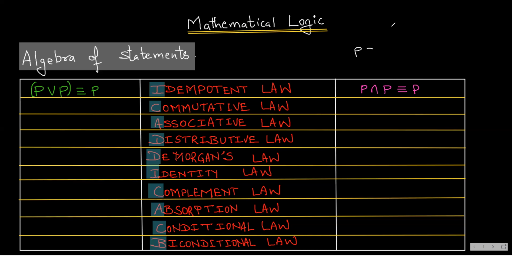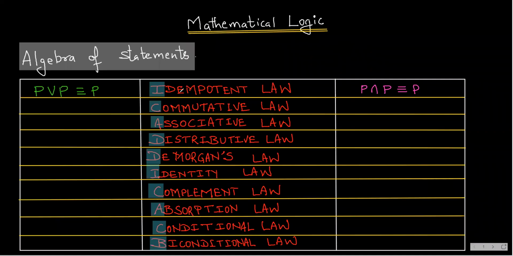So P or P is P. P and P is P. What is important here is that you have both the statements same. Remember, don't write P or Q as P. No, it is P or P, P and P, both the statements are same. That is idempotent law.